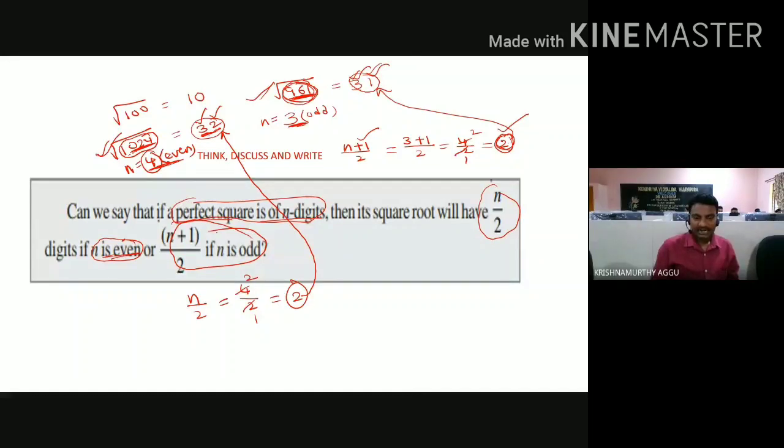Next, if a perfect square has an even number of digits, you are going to get the number of digits in its square root based on the formula n by 2. If n is even, you have to select n by 2. If n is odd, you have to select (n plus 1) by 2. So the n value 4 you substitute: 4 by 2, that is 2 only. So how many digits are there? 2 digits. Let us discuss the questions from the exercise. You will get more clarity over this.